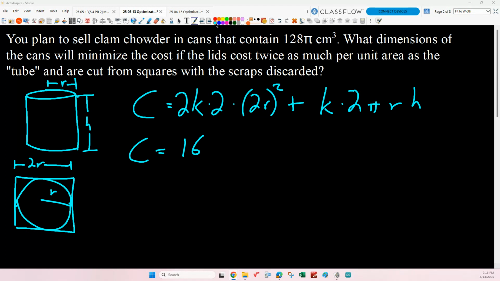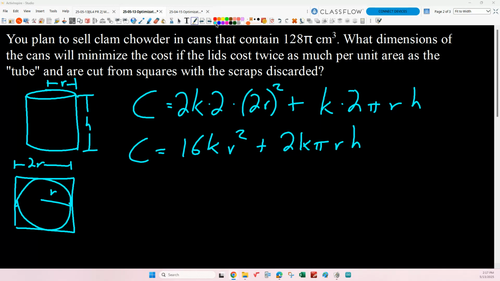All right, so then our cost ends up equaling 16K R squared plus 2K pi RH. Everybody buy that? Okay, what's wrong with that?